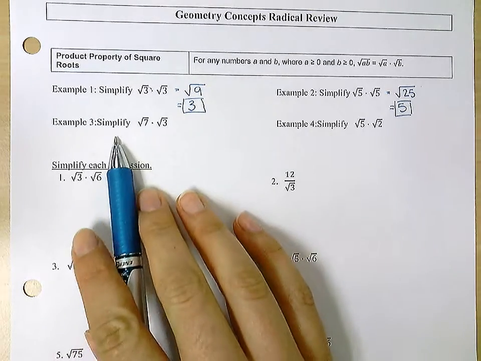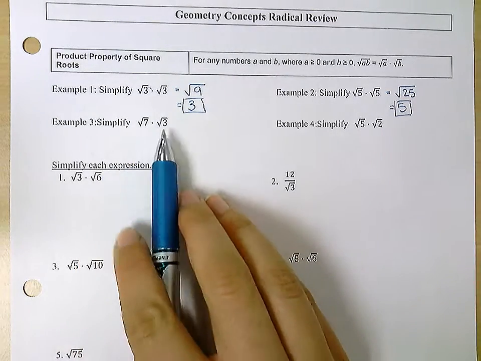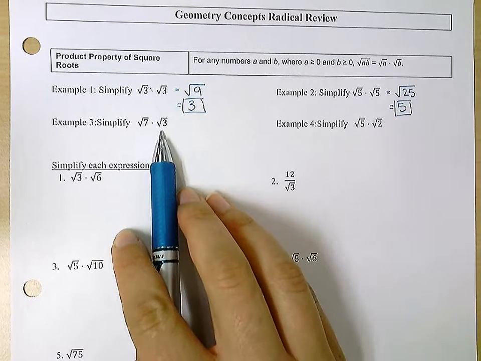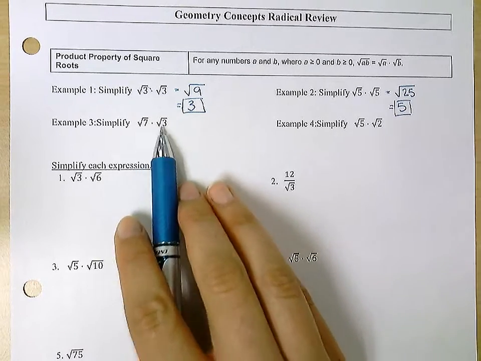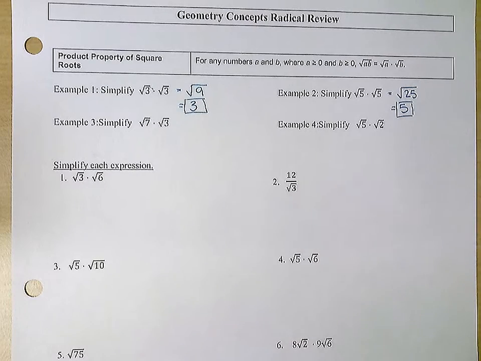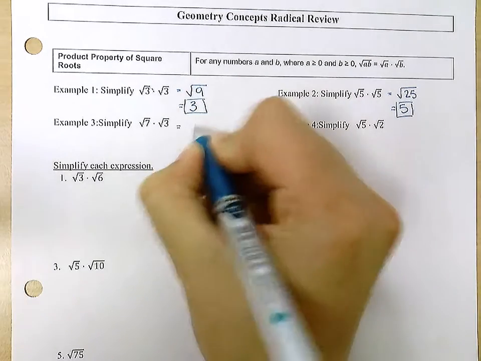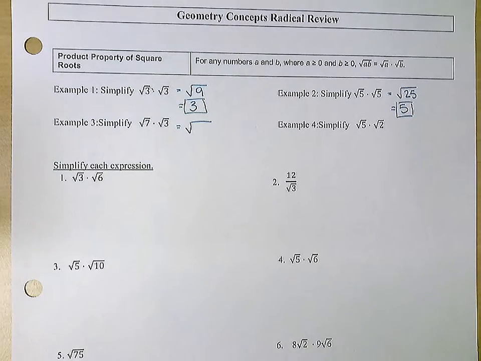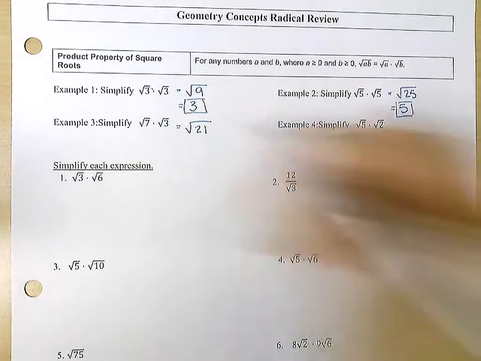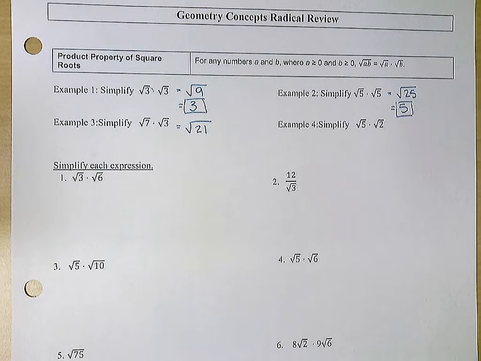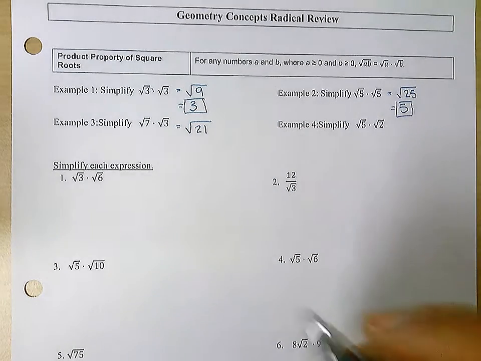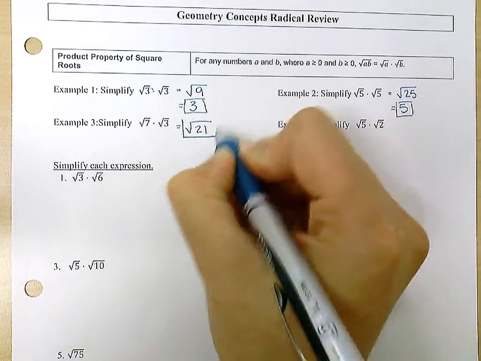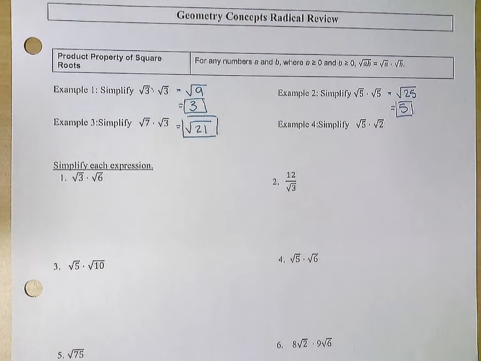So next example, example 3. This time I have the square root of 7 times the square root of 3. So we're going to do the same thing. We just multiply the numbers on the inside, keep it underneath that radical symbol. Okay, so I still have a square root. I have 7 times 3, that is 21. Okay, and then I would just leave it as the square root of 21. You don't need a calculator. Just leave it as the square root of 21.